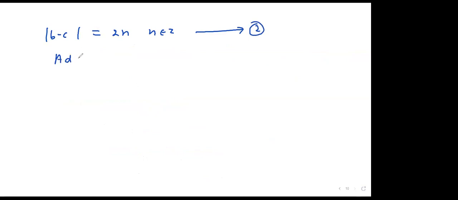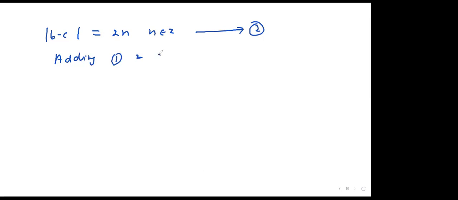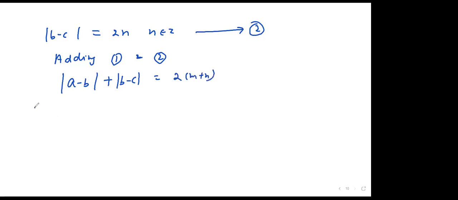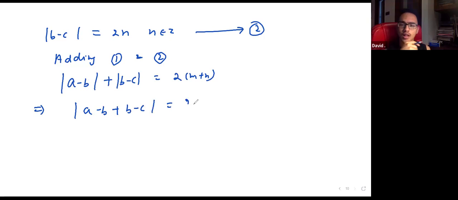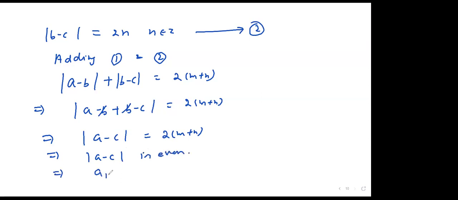Adding 1 and 2, we have a minus b plus b minus c equals 2m plus 2n. By the property of modulus, we can write it this way as well, and b will be cancelled out. So we have the modulus of a minus c equals 2(m plus n), which means a minus c is even. And that we had to prove. So (a, c) belongs to R.